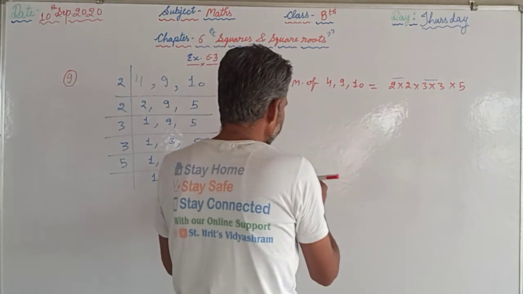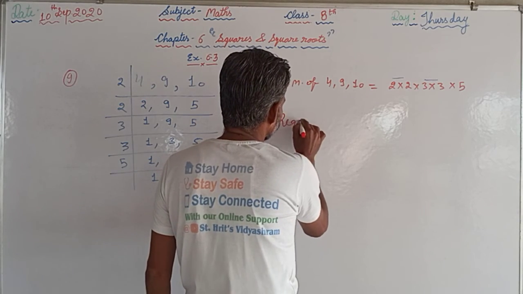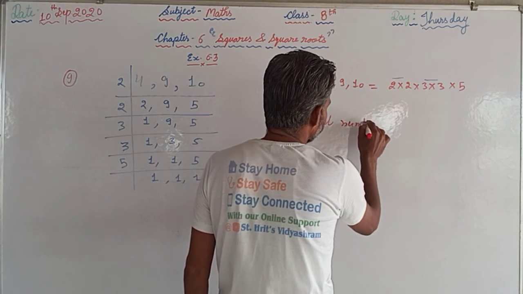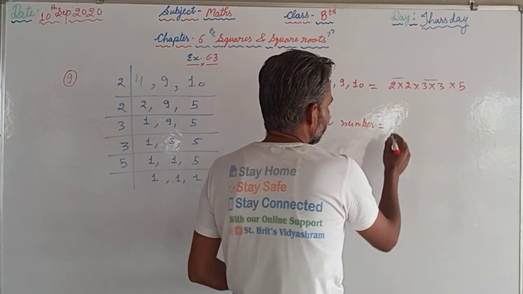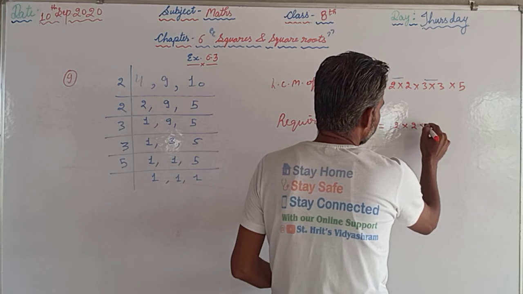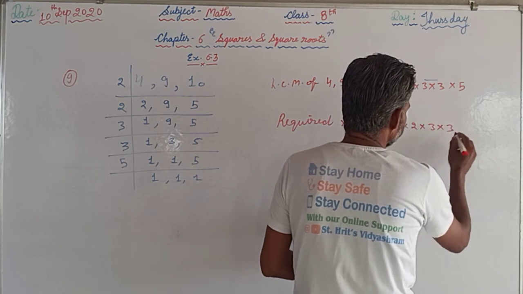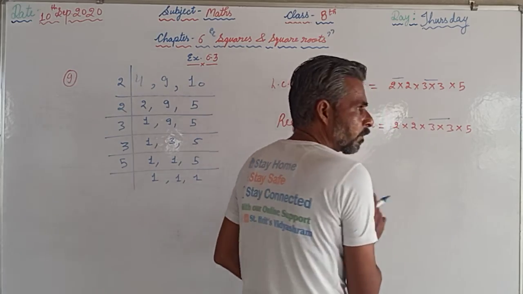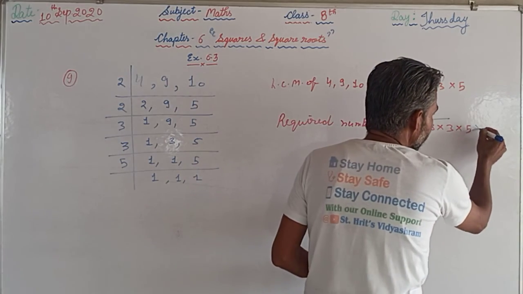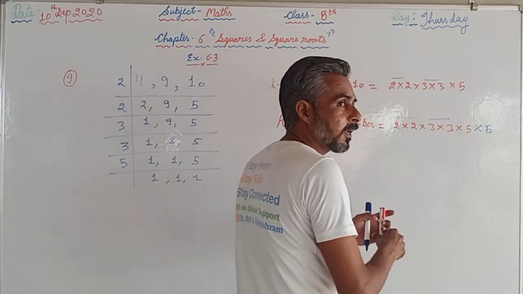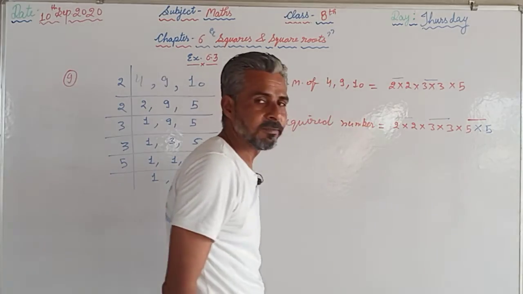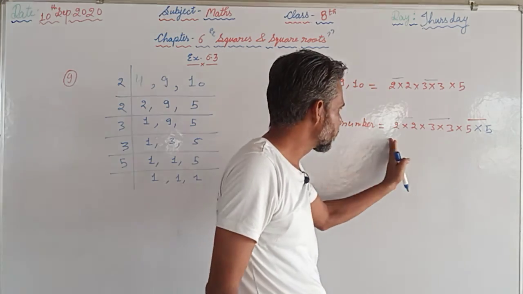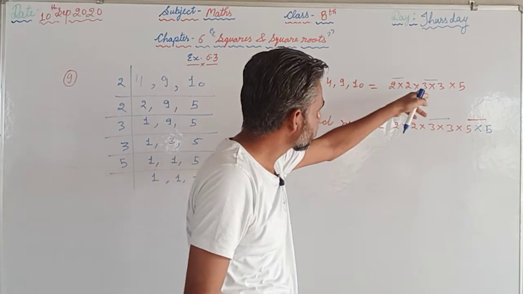So the required number will be 2 into 2 into 3 into 3 into 5, but we have to make this a perfect square by multiplying by 5. Now the pairing is complete. So this is our required number, and the earlier one is not the required number.